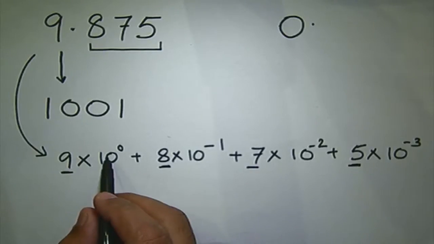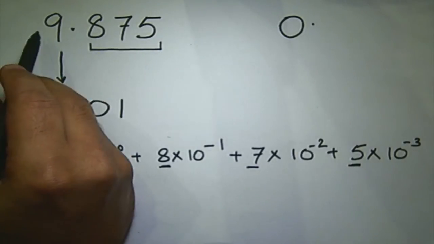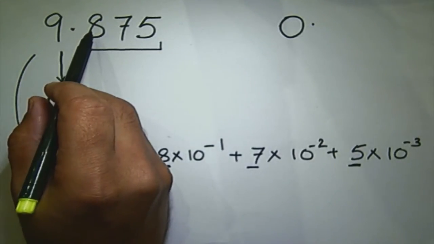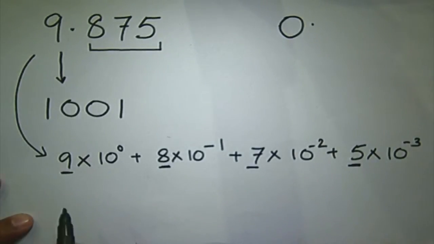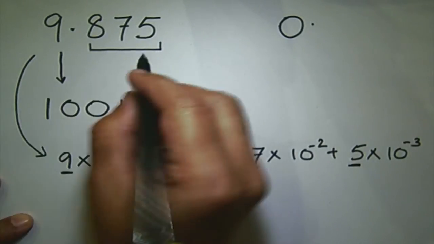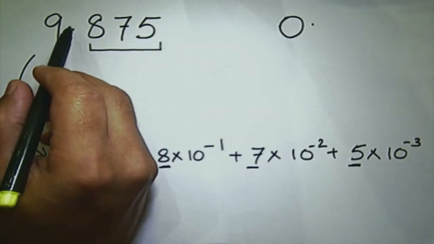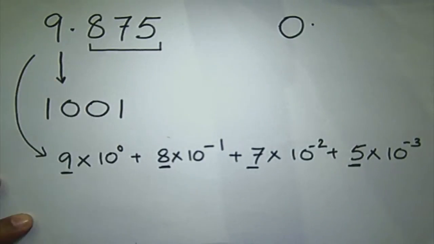Something that is multiplied with 10 raised to 0 will appear immediately to the left of the decimal point. Something that's multiplied with 10 raised to minus 1 will appear immediately to the right, and so on. There was a question yesterday: if I divide 9.875 by 10, why does the decimal point move to the left? Does everybody agree that 9.875 divided by 10 is 0.9875? So the decimal point moves to the left if I divide by 10, and to the right if I multiply by 10. There was a question after class yesterday about why that happens.